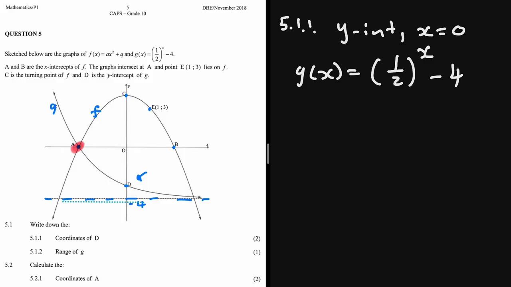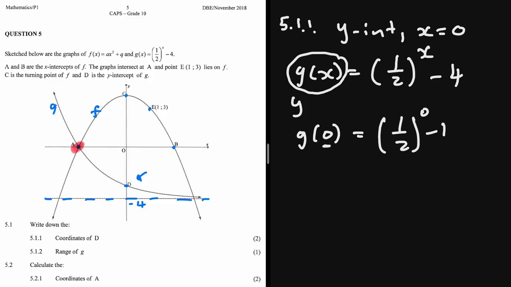So we have to substitute the value of x so that we can get the y-intercept. But remember, this g(x) is the same thing as y. Now we're going to look at the value of y where the value of x is 0. So g(0) means the value of y where the value of x is equal to 0. Where I see the value of x, I'm just going to substitute 0. We have (1/2)^0 - 4.